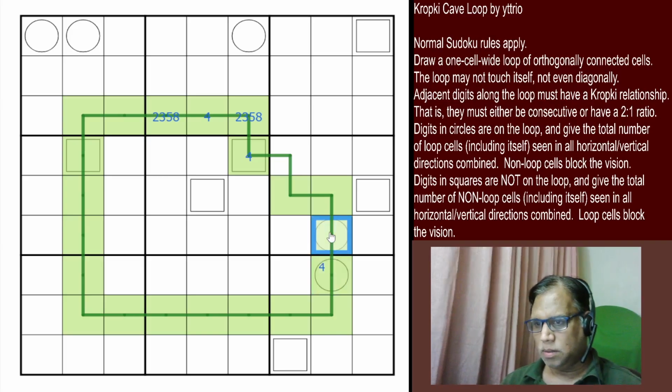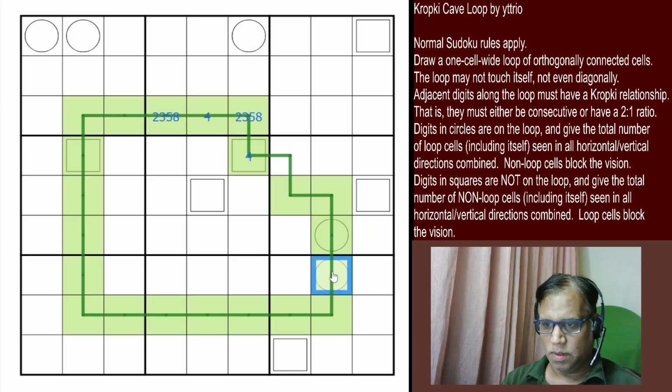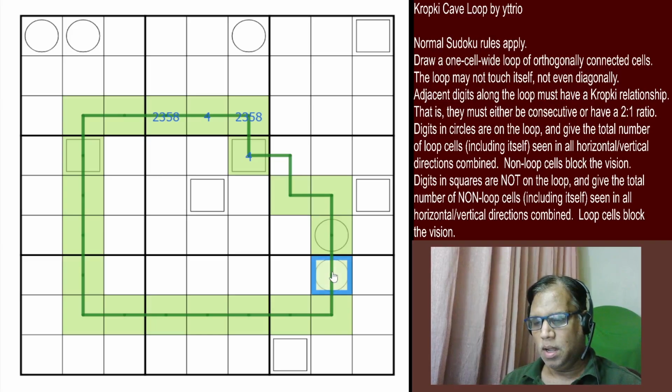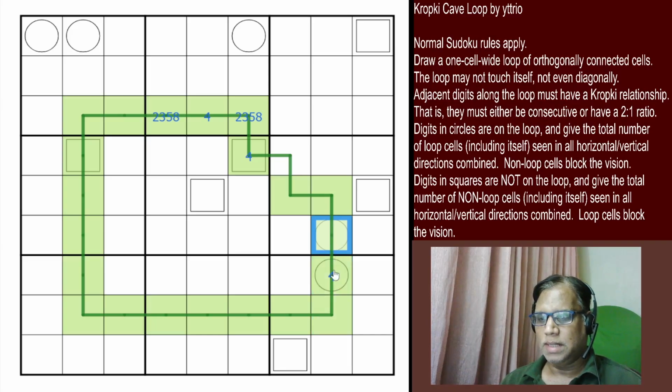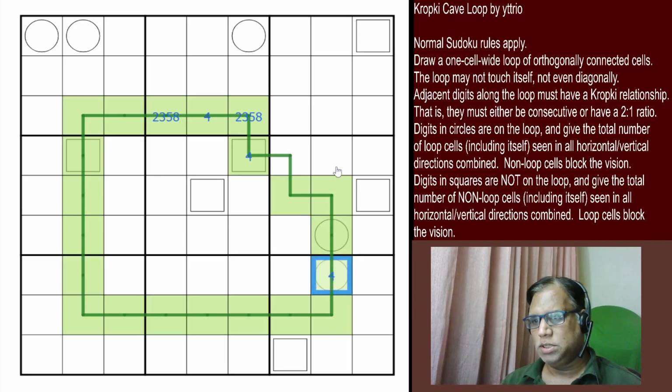So this must be 4. So that is 4, and then clearly 4 is not allowed here. This could not be the same digits. So if this is loop, clearly this is not the way this loop is going here, but that is 4. And similarly, I think, the non-loop digits block the vision.